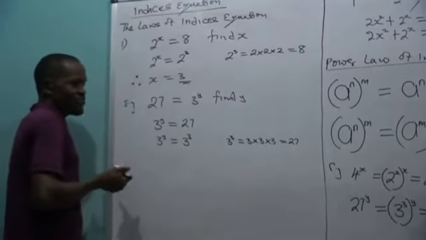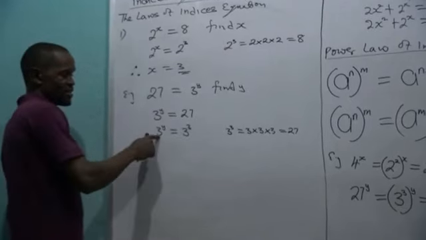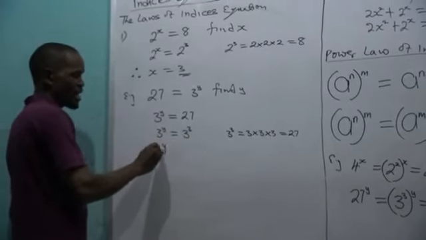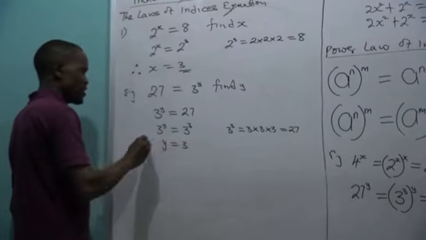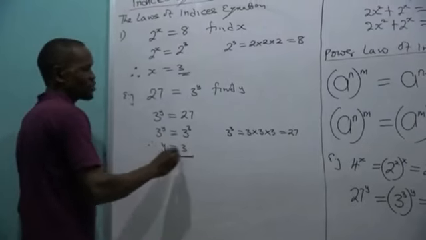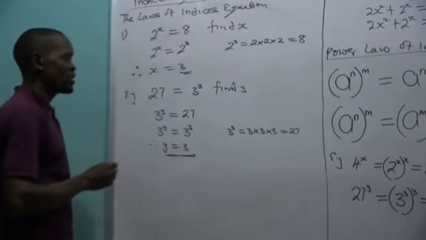By so doing, I have made this have the same base, base 3. Automatically, y is equal to what? 3. I can say y is equal to 3. That's what an indices equation is telling us.